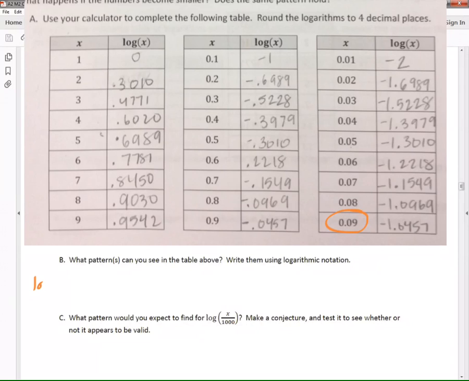So we found log of 0.09 using a calculator. Can you guys write 0.09 with a 10? Good job. It's 9 times 10 to the negative 2, right? Because we'd have to move it 2 times. Okay, so what do we do with multiplication inside of a log? We write the log twice and we add them.